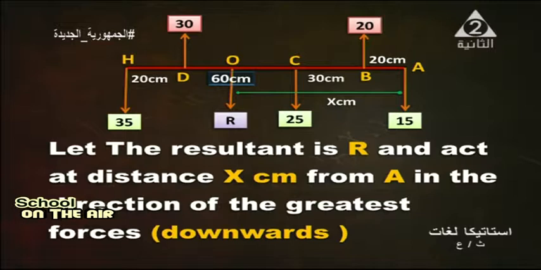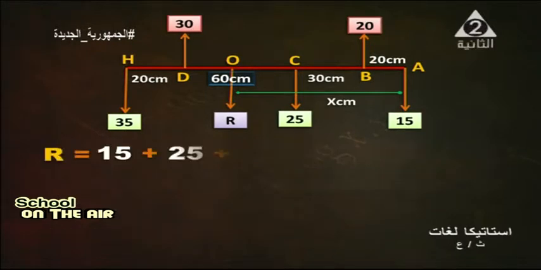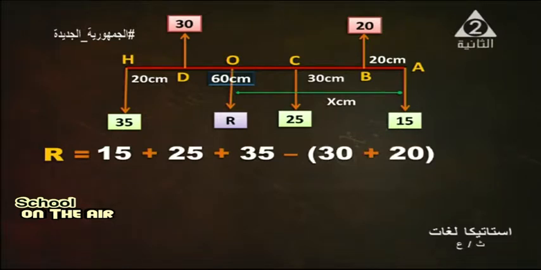After that, we find the moment of the force, or the resultant, about point A. Moment about A equals 0. Look, my dear student, in this example, we find the magnitude of R by using 15 plus 25 plus 35 minus the summation of up forces, 30 plus 20. The answer is 25. Then the resultant is 25 Newton.